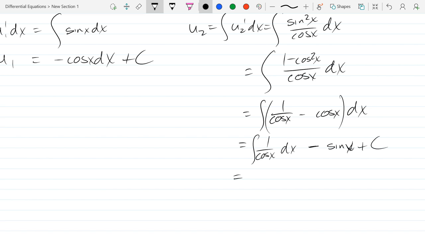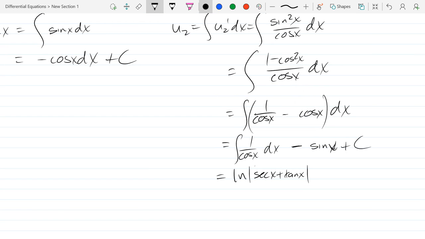Anybody know off the top of their head? I don't feel like secant plus tangent. No, secant plus tangent seems right. You have to do a weird, what do you have to do? You have to multiply by secant plus tangent divided by secant plus tangent and then make a u sub, and then it turns into a 1 over u. So getting that is not terribly easy, but that's the antiderivative of secant.